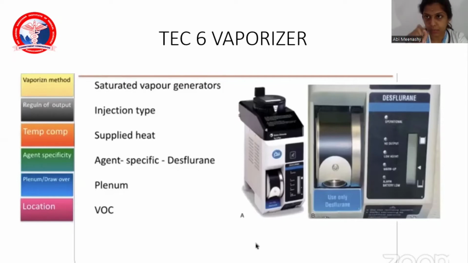So you have a thermo filament. It is agent specific, like it is for desflurane only. It is a plenum type of vaporizer. The vaporizer is outside the circuit.